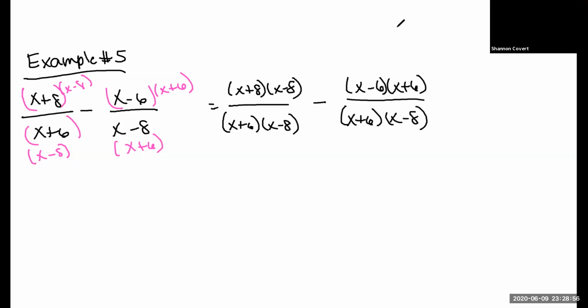Do my restrictions. x + 6 can't be equal to 0, which means x can't be equal to negative 6. x − 8 can't be equal to 0, which means x can't be equal to 8.